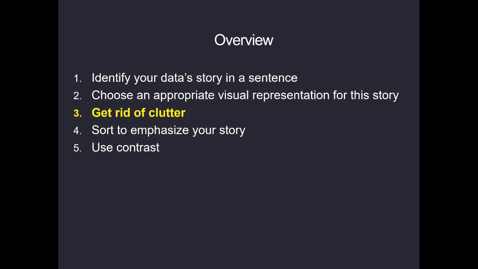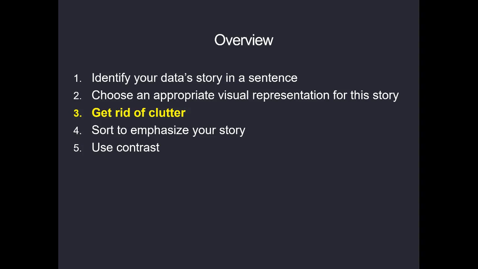So those were visual representations. Tables when your story's kind of boring, when you have lots of information, or when you have different units. Line graphs, especially when you want to show change over time. Bar graphs when you want to show differences among groups, and dot plots are a useful variation on a bar graph, a useful alternative to those.